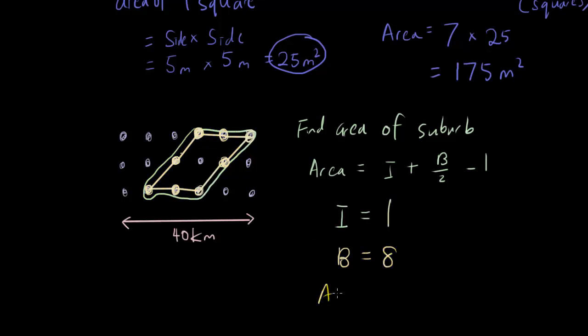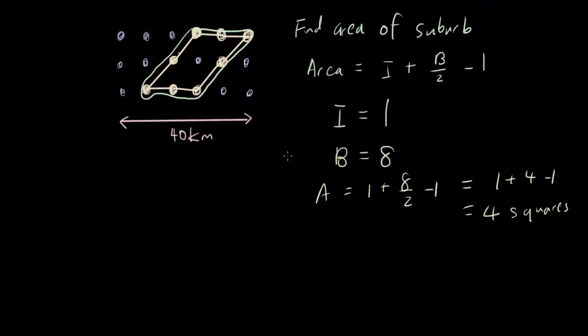So you just go area equals 1 plus 8 over 2 minus 1, which is 1 plus 4 minus 1, which is 4. 4 squares are inside the shape. Approximate, okay? With Pick's formula, when you get a random shape like this, you can only approximate the area. So we got 4 squares, so how will we know the area? Because for 1 square, we have no idea what the area is.